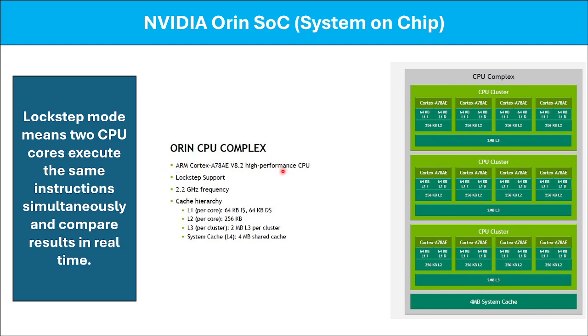We have a description here of which kind of cores are inside the clusters. It's an ARM Cortex A78 V8.2 high performance CPU. Also lockstep support. We will see what that means. This is the frequency, and we have this cache hierarchy which I already mentioned here: instruction and data. Lockstep mode means 2 CPU cores execute the same instructions simultaneously and compare results in real time.